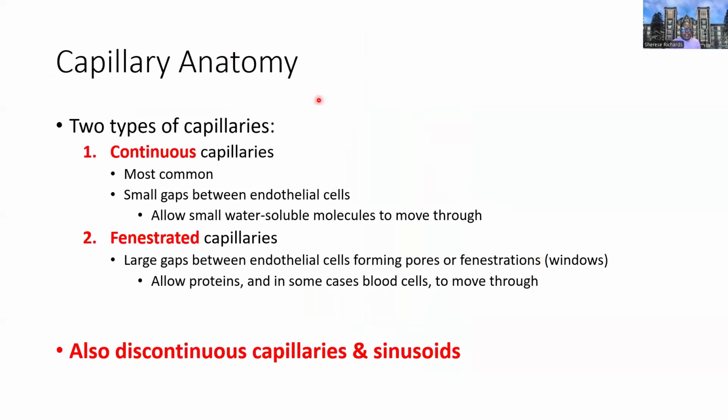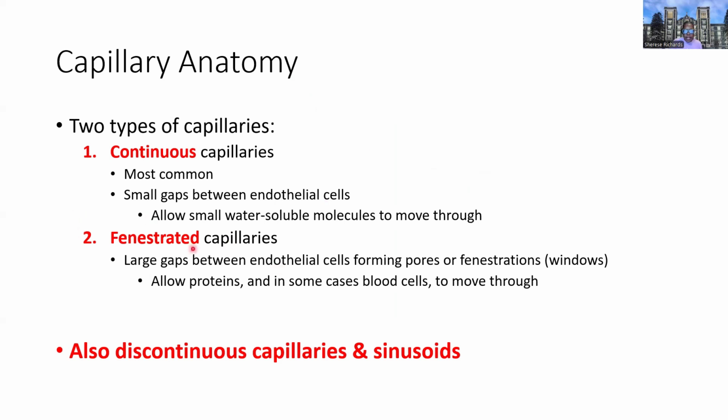Now, let's talk about the different types of capillaries based upon their structure and the types of transport that they allow. So we have two major types. These are much more abundant than the third type. There are continuous capillaries, more common, and there are small gaps in between the endothelial cells of continuous capillaries. So very tiny pores, as we described earlier, that allow small substances to pass through. These have to be water soluble or lipophilic in order to move through these pores.